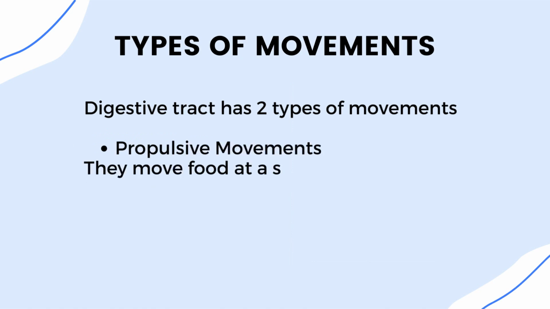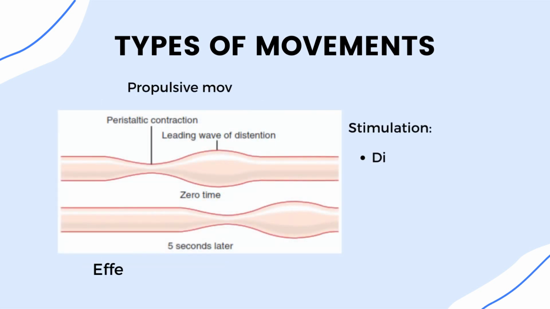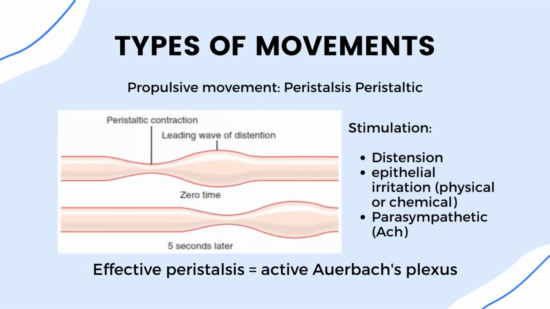The digestive tract has two types of movements: propulsive movements that move food at a speed suitable for digestion and absorption, and mixing movements that keep the intestinal contents mixed. Let's talk only about the generalities of these movements, since there will be an exclusive class called propulsion and mixing of food. When we talk about propulsive movements, we talk about peristalsis, which is the basic movement of the digestive tract. These peristaltic contractions occur thanks to the contraction of the smooth muscle and its gap function.